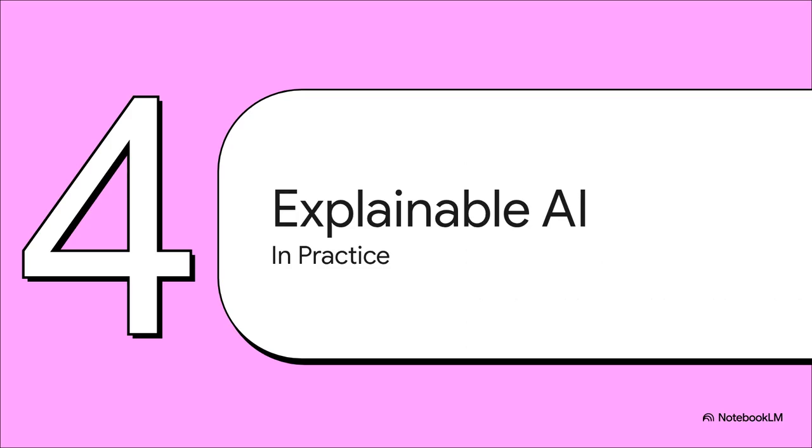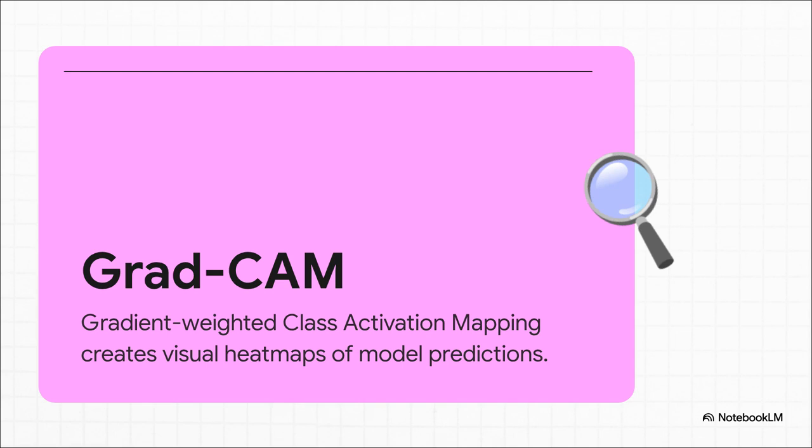Which brings us to Section 4, Explainable AI in Practice. Here is the ultimate reality check. A high accuracy score on a chart doesn't matter at all if a doctor sitting in a clinic cannot trust the AI's reasoning. Accuracy has to be paired with transparency. So this is exactly where Grad-CAM comes in. It stands for Gradient-Weighted Class Activation Mapping.